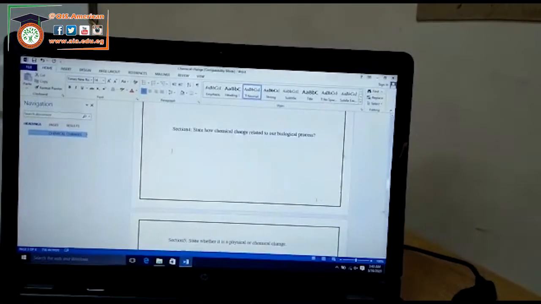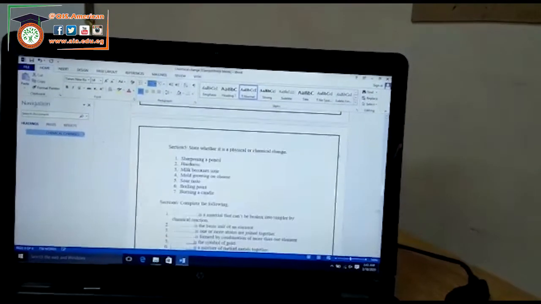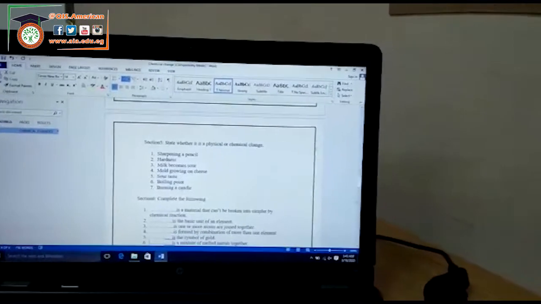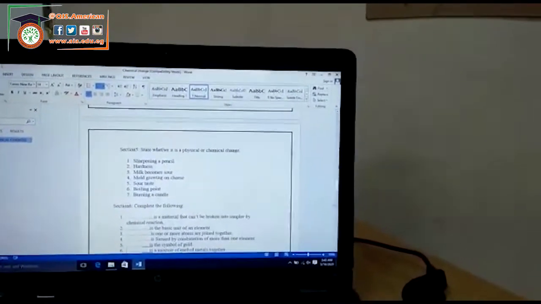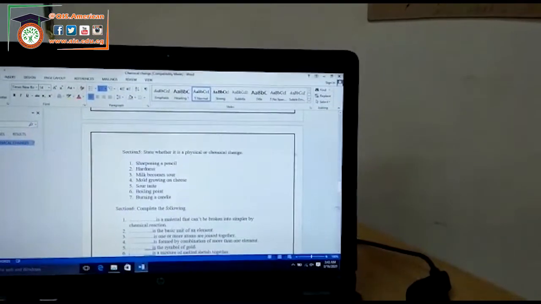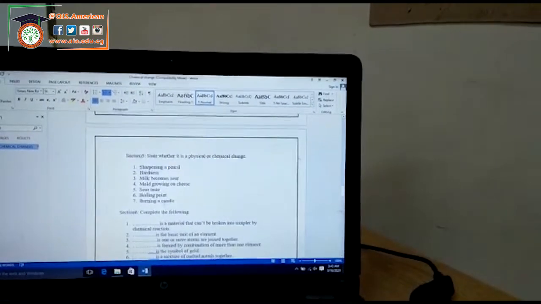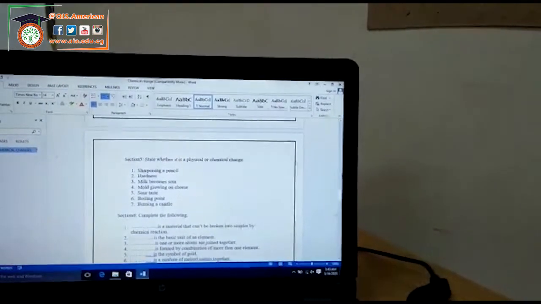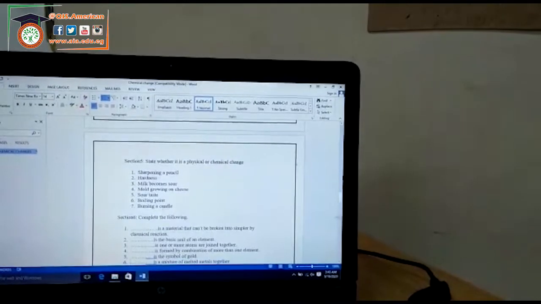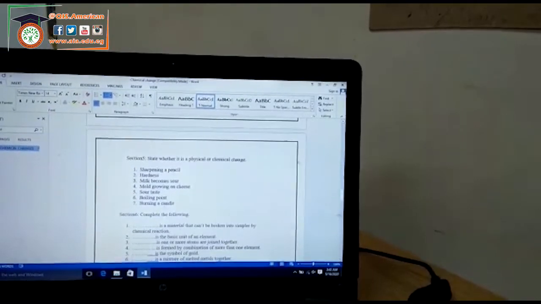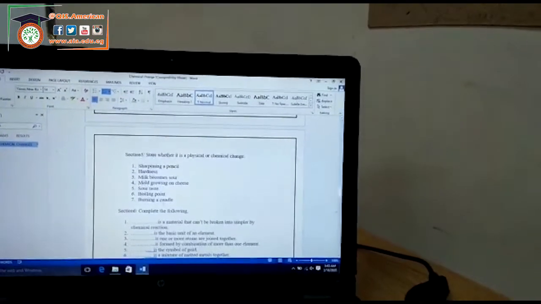I know section 5, you love it. State whether it's a physical or chemical change, and we did it in class a lot of times. Number 1, sharpening a pencil. Who remembers when we sharpen a pencil? Is it still a pencil or did it change to another thing? Yes, so it is a physical change. Number 1, sharpening a pencil is a physical change.